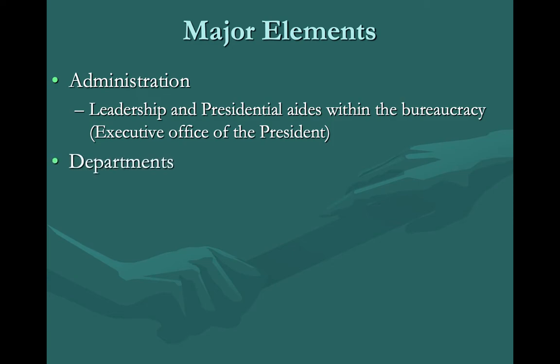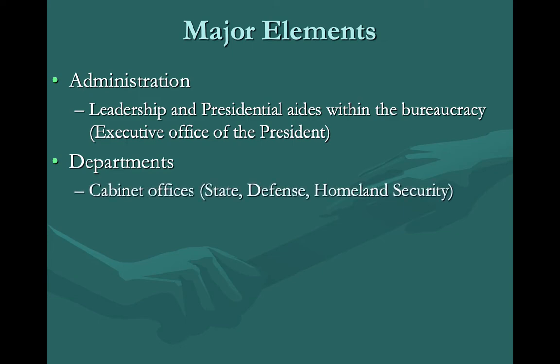The next major element of a bureaucracy is the departments. This refers to the 15 cabinet departments, such as State, Defense, and Homeland Security, that are established within the United States bureaucracy, and that we will be looking at later on in a future video lecture.